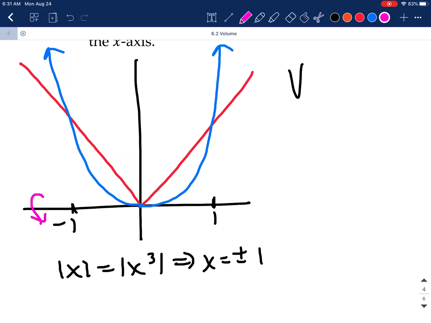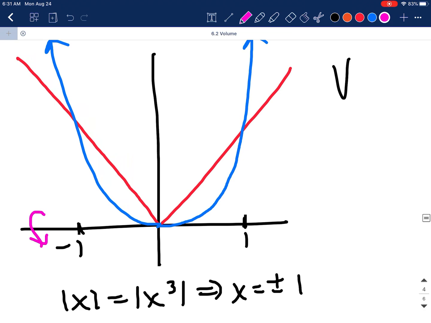And so now we're going to have to use washers, because clearly we've got 2 curves here, and we need to take the larger volume and subtract the smaller volume. So just note that from our axis of revolution, our smaller radius is going to be to the blue curve, and our larger radius is going to be to the red curve. So little r is going to be the absolute value of x cubed, and then big R is going to be the absolute value of x.